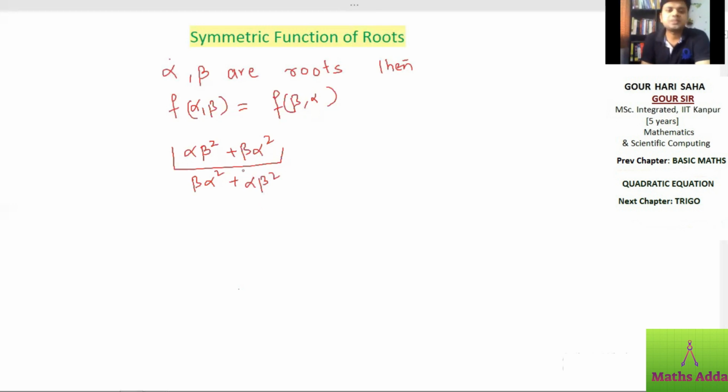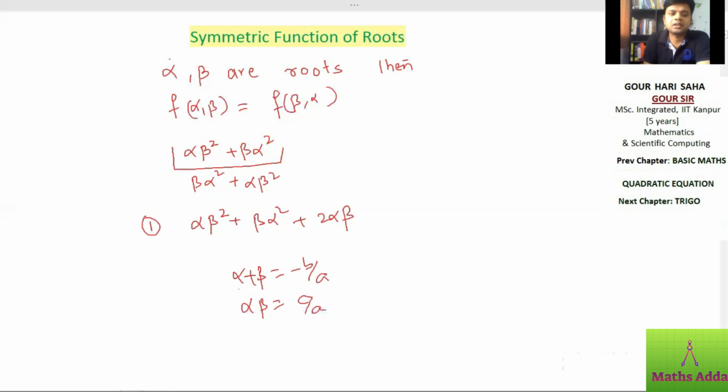Some of the questions will be like this: a function will be given, and it will say the roots are alpha beta, then find alpha beta square plus beta alpha square plus 2 alpha beta. How to do that? You will find alpha plus beta, that is minus b by a, and alpha beta, that is c by a, right? And put it here. So let's take this example only and find the value.